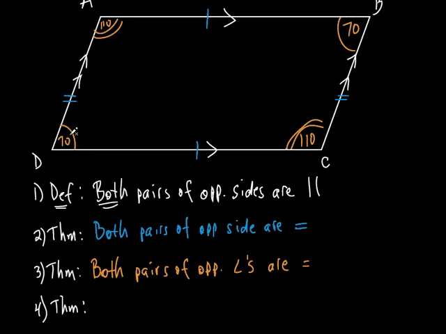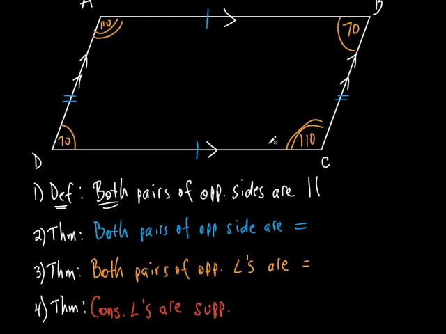What must be true about the consecutive angles of a parallelogram? They're supplementary. So let's write that down. That the consecutive angles are supplementary. When I say consecutive angles, it means the angles that are right next to each other. Everybody see that? So the 70 and the 110, they're supplementary.